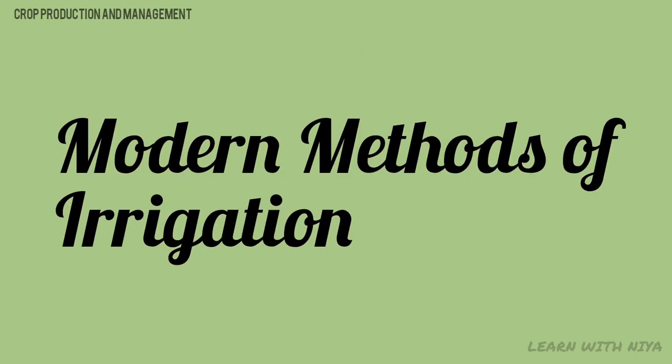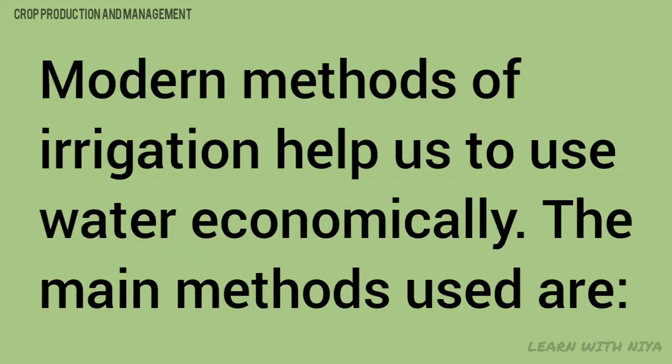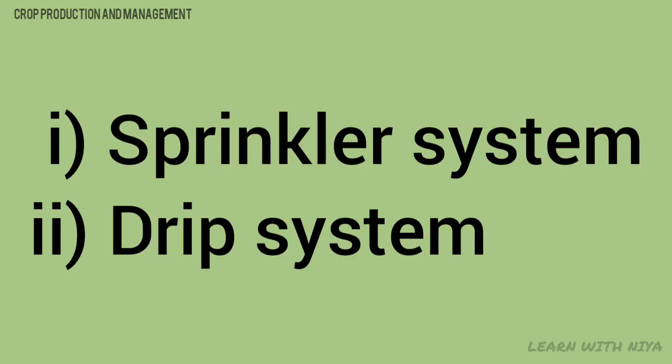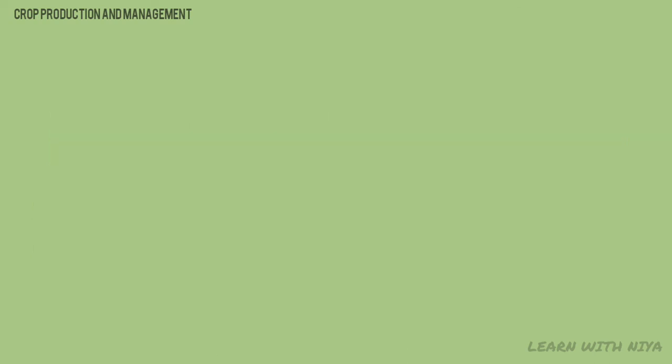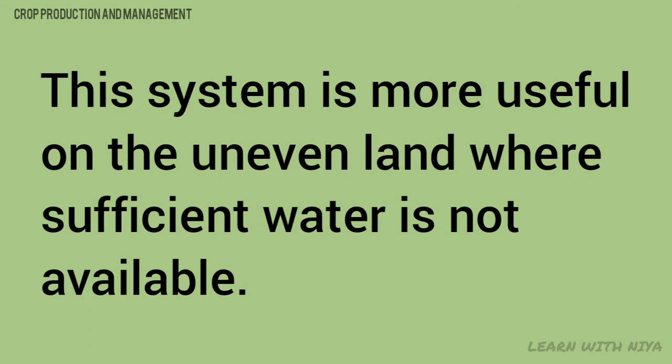Modern methods of irrigation. Modern methods of irrigation help us to use water economically. The main methods used are sprinkler system and drip system. Sprinkler system. This system is more useful on the uneven land where sufficient water is not available.